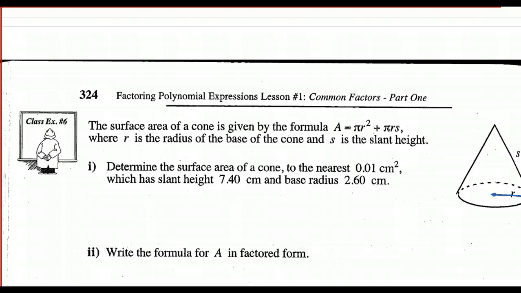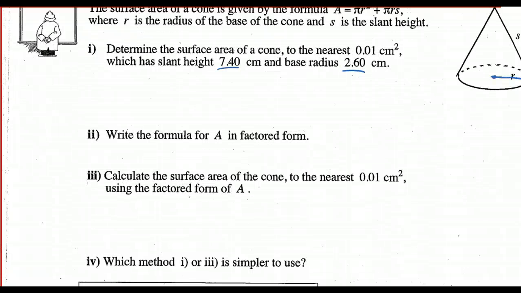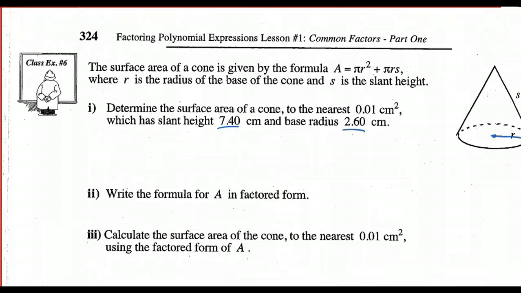Okay, so I'm going to skip this one because we can all just put those numbers in and get the area. That one's pretty straightforward. But look at the second question. It says here, write the formula for A in factored form. So let me rewrite this. A equals pi r squared plus pi rs. Okay, and now I'm going to factor out pi and the r. So pi r can come out, and what's left? Well, r plus s.